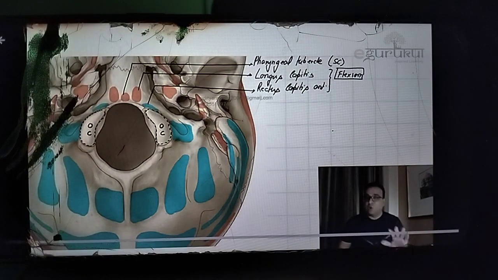Nobody is going to ask you, even in the osteology viva, I can guarantee you nobody is going to ask you the muscle on the base of the skull here. But you have to remember it to understand the other topics.